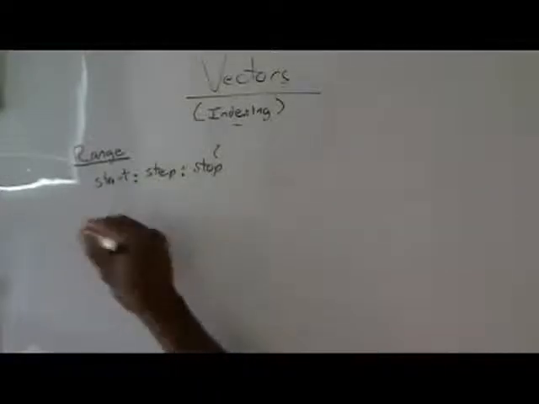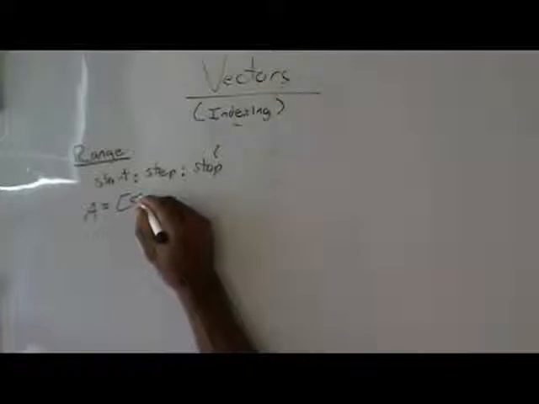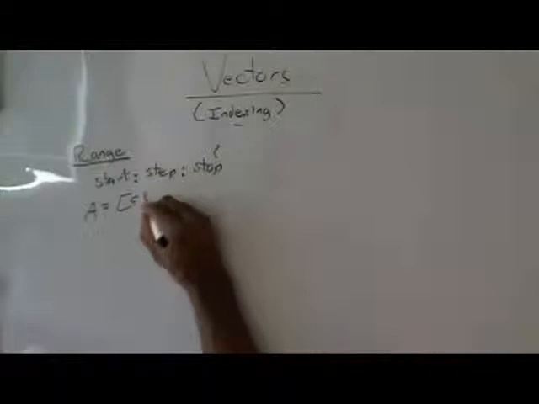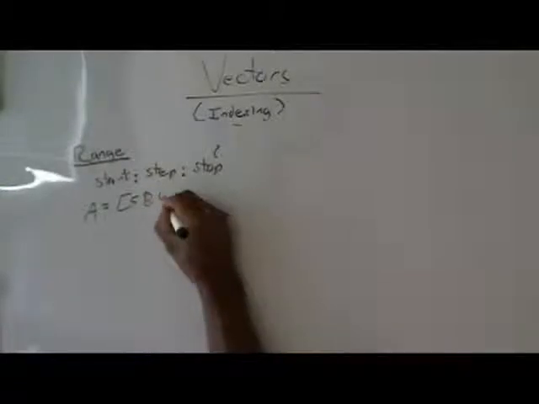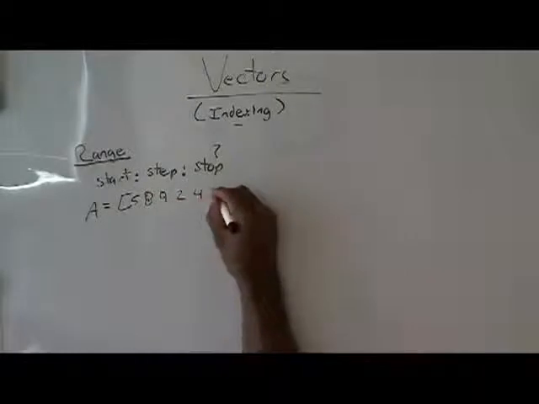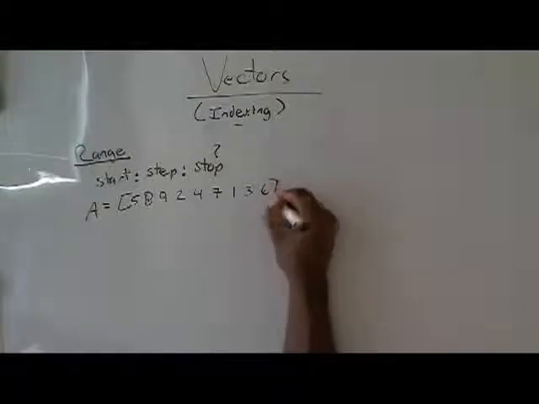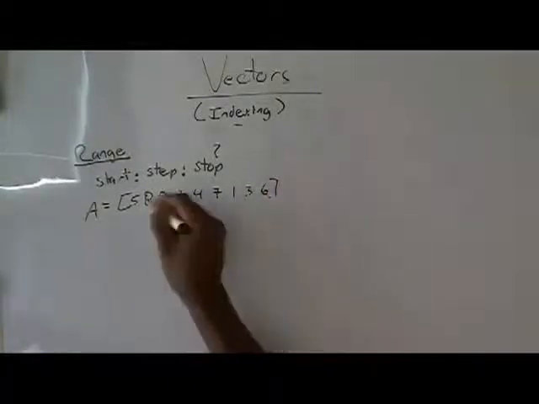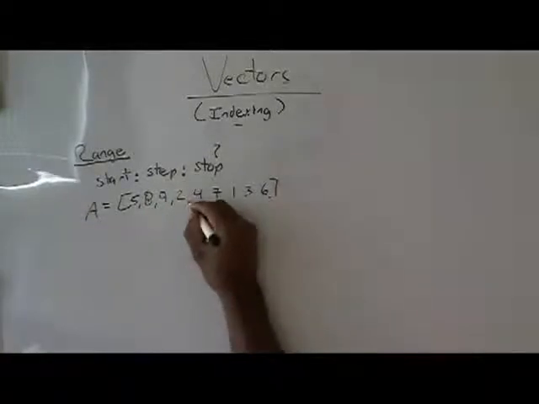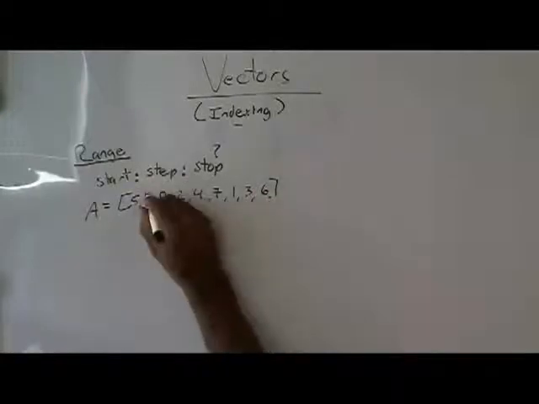So what does that mean? Well, okay, let's start off with the vector A, and let's give it the following values: 5, 8, 9, 2, 4, 7, 1, 3, 6. So all these have spaces in them, so all these are single digit values. So I can put the commas in here for clarity.